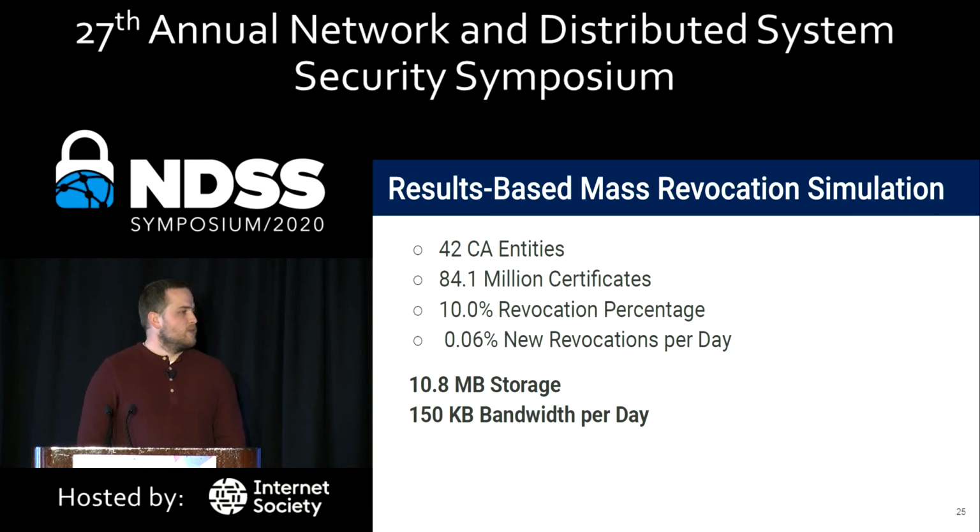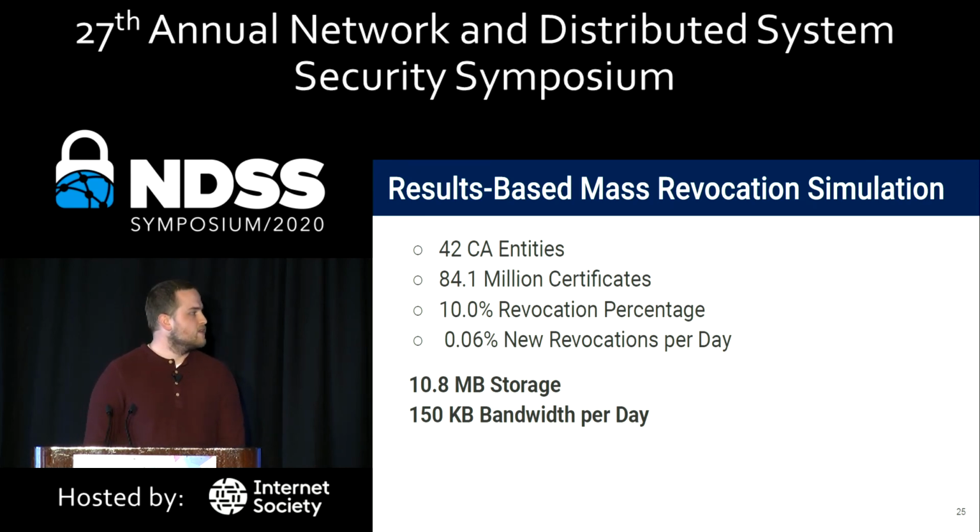We also wanted to see what would happen if we put Let's Revoke through a mass revocation event as well. So we proportionally scaled each of the revocation percentage variables from their roughly 1% value to a 10% value. That yielded an obvious increase in the requirements, but still remained at acceptable levels of 10.8 megabytes of client storage with 150 kilobytes of bandwidth per day.